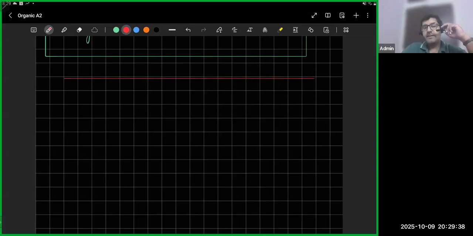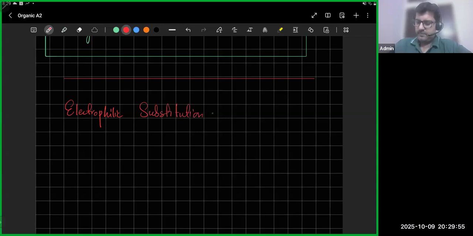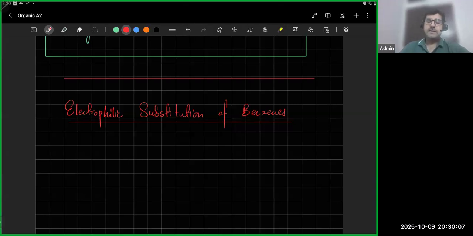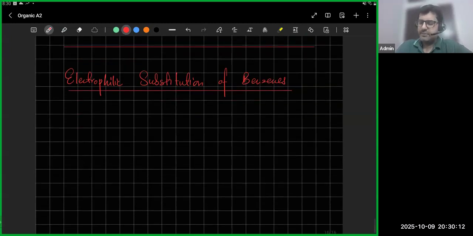Now we're going to come to benzene. Their reaction is known as electrophilic substitution. And remember this thing? I said we're going to group all the electrophilic substitution reactions together. I said this thing is very important. This is the main thing: electrophilic substitution of benzene.